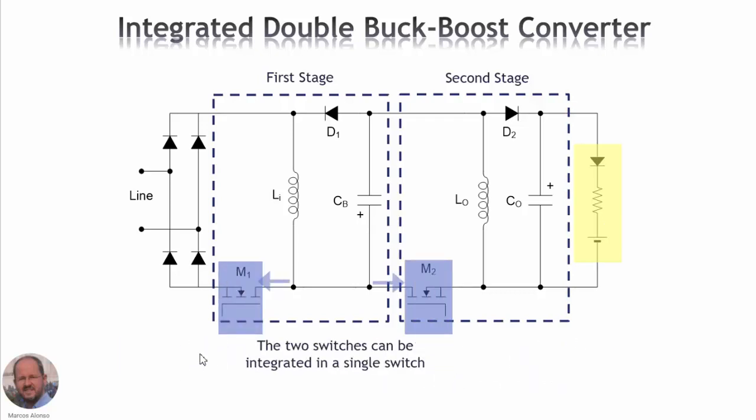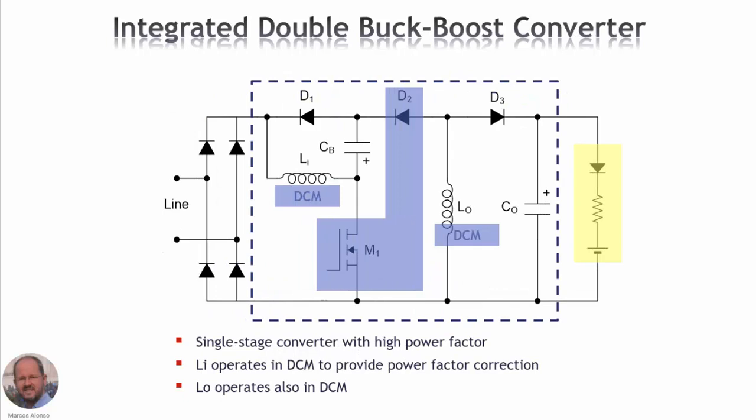Now the idea is that we can integrate the two stages in only one by sharing the operation of the two switches, this first switch of the power factor correction stage and this second switch of the DC-DC converter, using only one switch to perform both functions, so that we can use only one control circuit for the whole converter. For the integration of switches in power converters, there is a methodology that we are going to skip here to keep this video short, but here we can see the resulting topology.